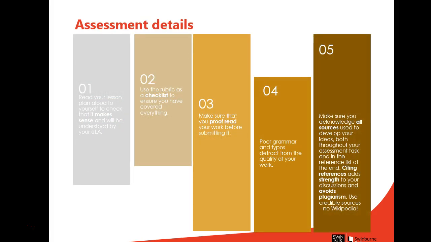So when you're looking at the assignment, just make sure that you've read your lesson plan out loud to yourself and check that it makes sense and it's going to be understood by your ELA. Make sure you use the rubric as a checklist to ensure that you've covered everything. So you should be ticking off so that you know what you have covered, and if there are any gaps there, that's really important. Make sure you proofread your work before submitting it. That's really important. Make sure that there are no grammatical errors or spelling errors. Make sure that you've really had a good going over in regards to that.